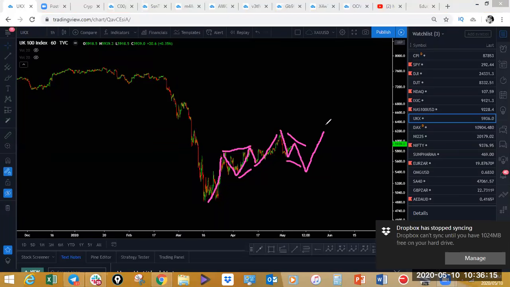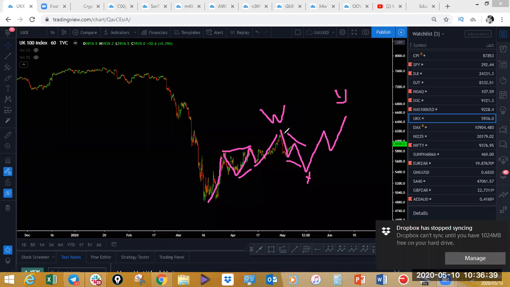So we're looking for this one to do this and then continue higher. So the structure we'll be looking for is a WXY structure on the UK 100. See this 3 waves to the upside, we'll expect the same 3 waves here to complete this structure. So this one is going up correctively, unlike the S&P 500, the Dow, and the NASDAQ. So that's what we're looking for here. There's no confirmation of this pullback as yet. So that structure can also go sideways.